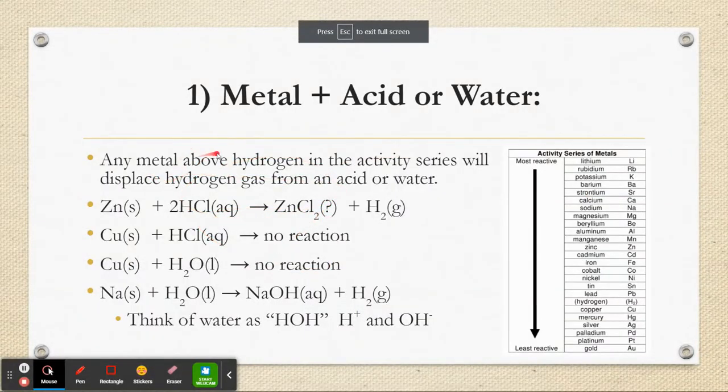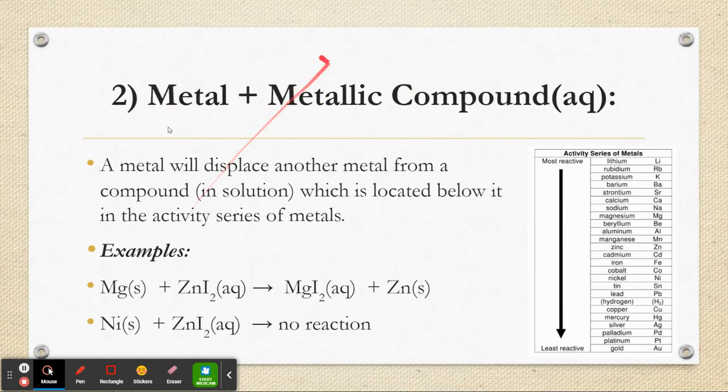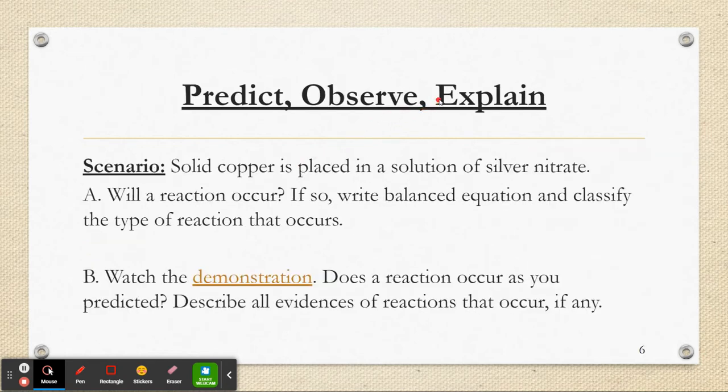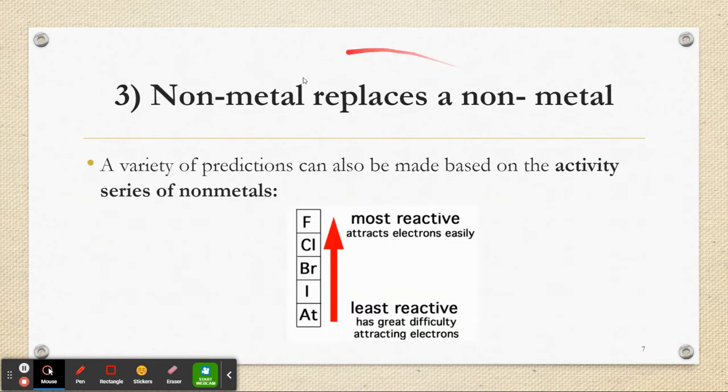So we're going to go ahead and take a look at several types of single displacements. We'll do metals reacting with acid or water, and we'll see how we can predict that. And so we can see some examples here. We're going to take a look at metals reacting with ionic compounds that contain a metal in them. So I just call this metallic compounds here. And then afterwards, we'll do a few examples where we have non-metals displacing non-metals as well.